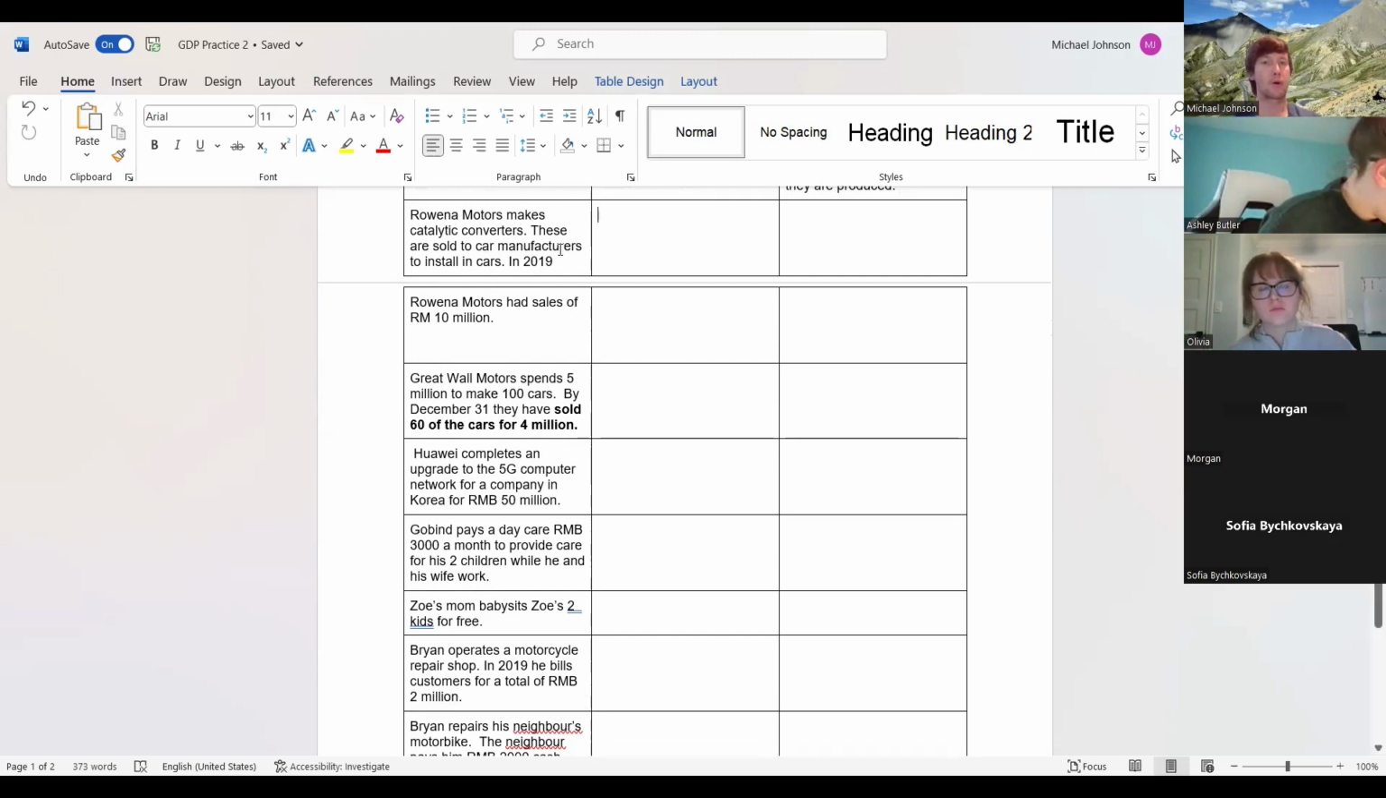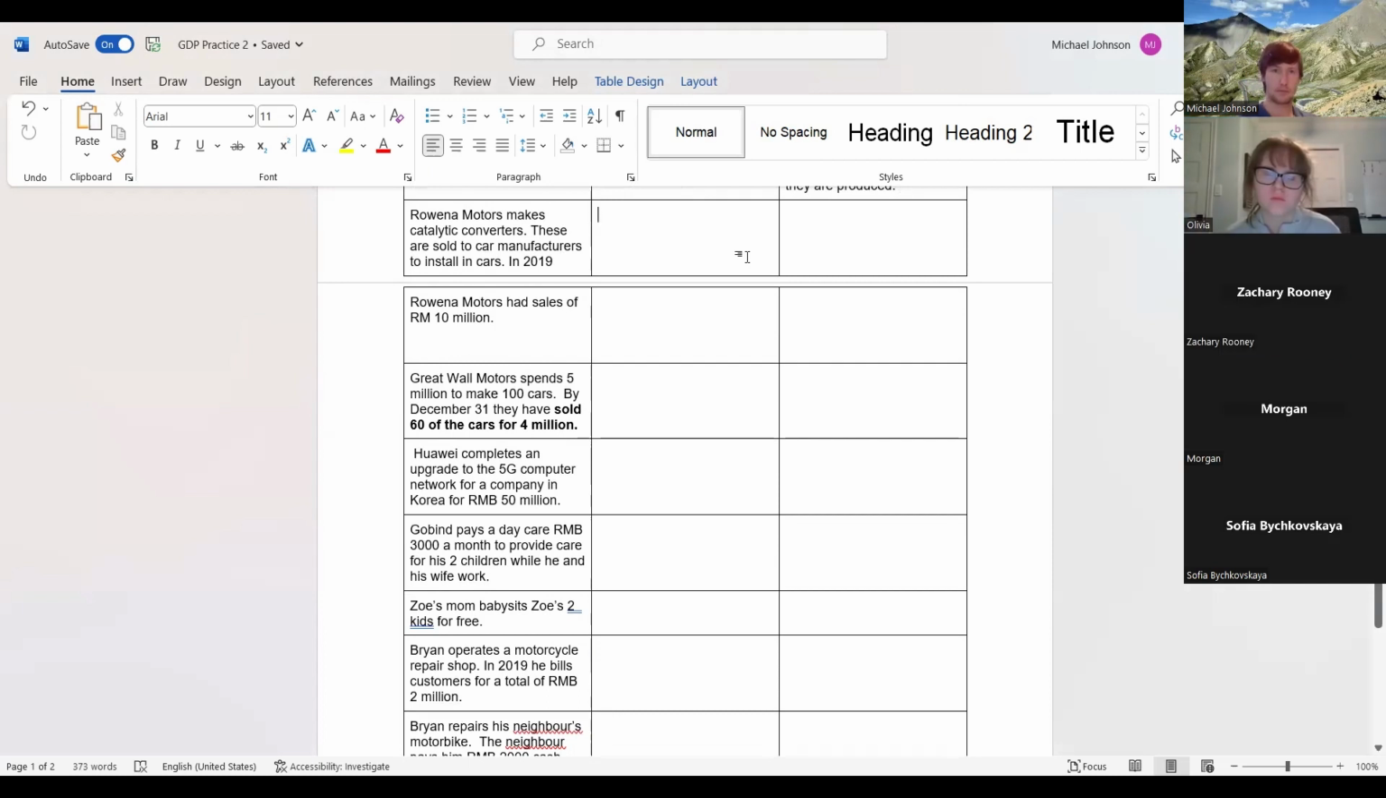And then when Renault Motors makes catalytic converters, these are sold to car manufacturers to install in cars. In 2019, Renault Motors had sales of RMB 10 million. So Zachary, what would happen to GDP with this one? I'm not too sure what would happen if a company buys something from another company. I don't know what that would count as. Is it an export? I think export only counts when it's to the rest of the world and not that country. So for this one, I think it would be part of consumption expenditure. But the catalytic converter isn't the final product. That would be an investment, right? Because they're purchasing new capital.